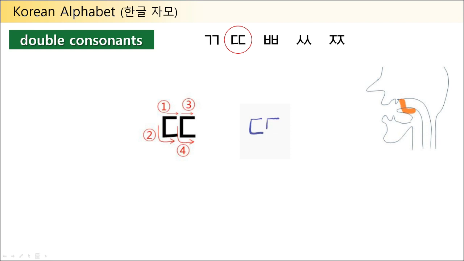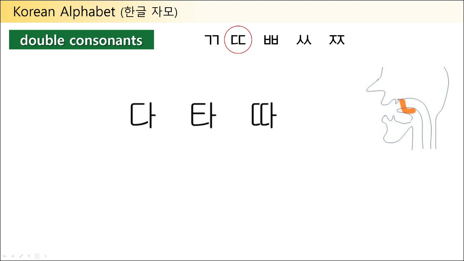You should write it correctly in the order shown in the picture. What are the differences in pronunciation between these 3 letters? Listen carefully to each sound.